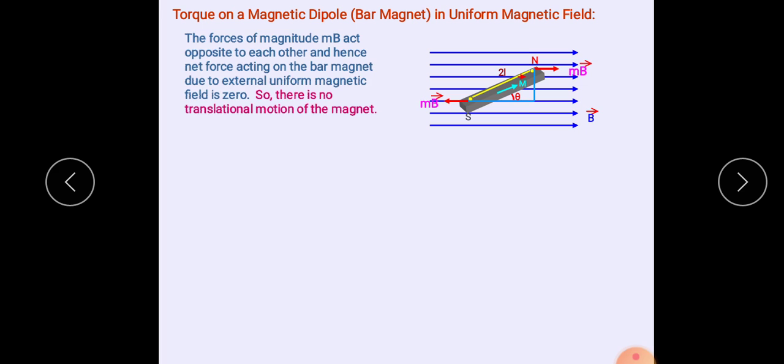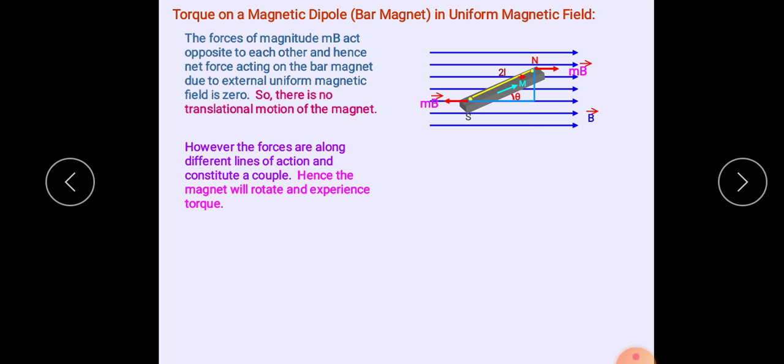2L is the dipole length. The forces of magnitude mB act opposite to each other, and hence the net force acting on the bar magnet due to the external uniform magnetic field is 0. So there is no translational motion of the magnet. But the forces acting are along different lines of action and constitute a couple. Hence the magnet will rotate and experience torque.